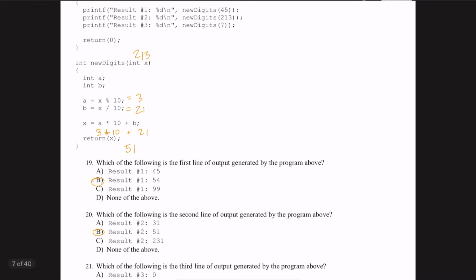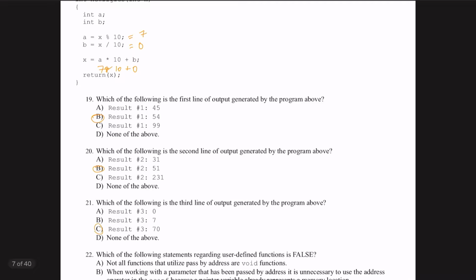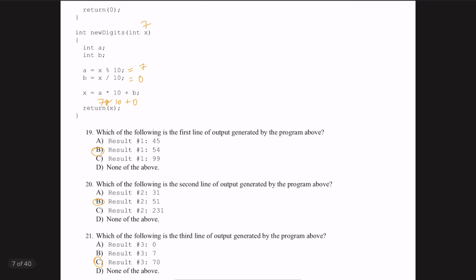Question 21. Now we're doing the same thing, but our input is only 1 digit, the number 7. So once again, A is equal to the ones digit. 7 divided by 10, integer division, we don't care about the decimal, so it's going to be 0. Now we have 7 times 10 is 70, plus B, 0. So we have 70 as our final answer. In some sense, we did switch the digits, if you think of the number as 0, 7, and not just 7. But we do need to be careful about this behavior.